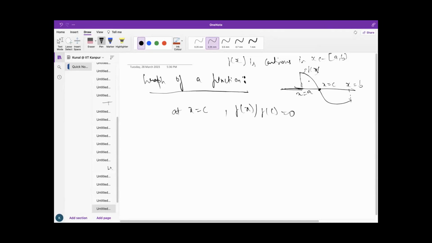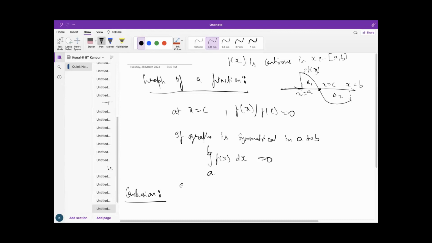And if this area is A1 and this area is A2, or if the graph is symmetrical in A to B, so we get the integral of f(x) dx from A to B is equal to 0. So there is a conclusion. And what is it?